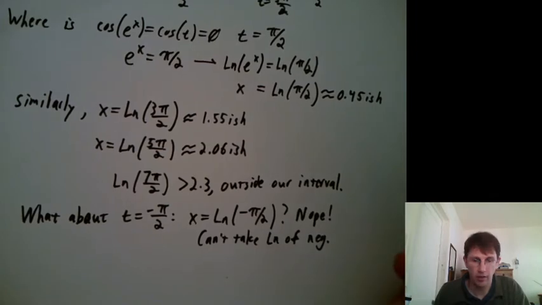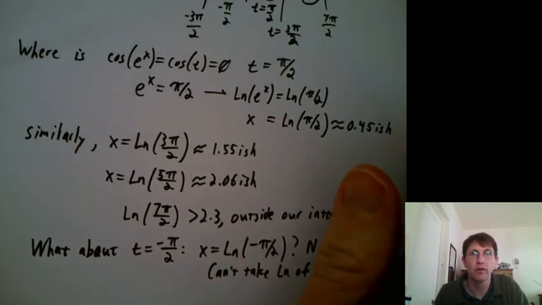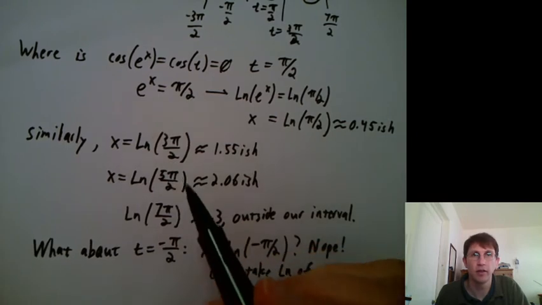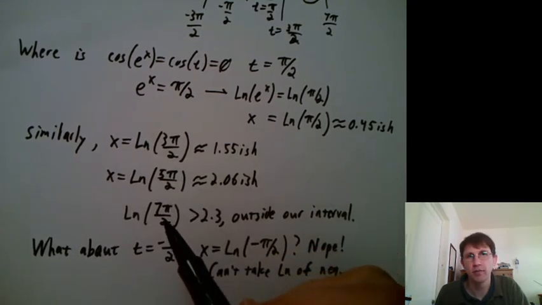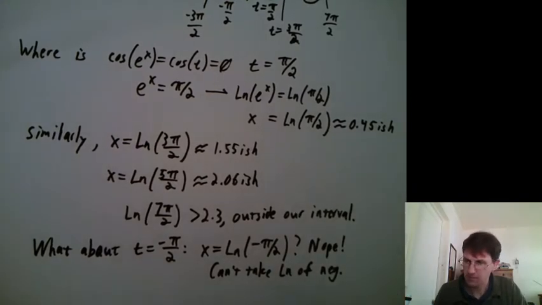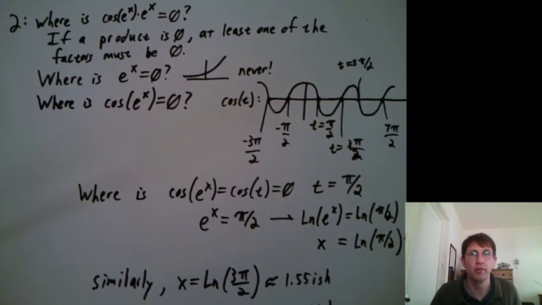Okay, so altogether, what values are we getting for where the derivative is 0? We are getting log of pi over 2, log of 3 pi over 2, log of 5 pi over 2, log of 7 pi over 2, but that's outside our interval, and that's pretty much it. Okay, so that was all to answer where is the derivative 0.